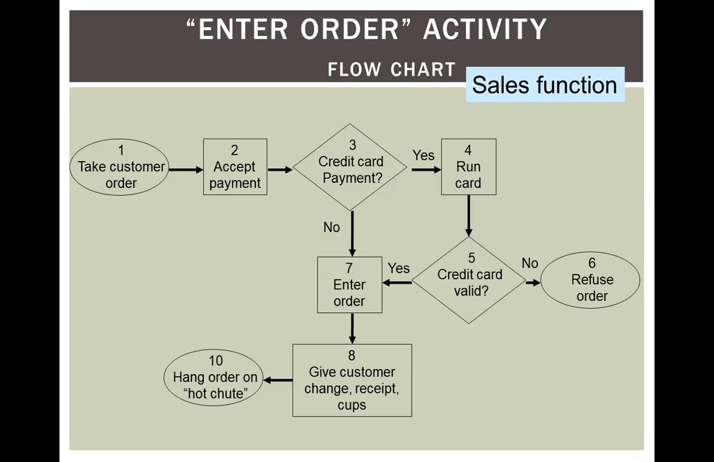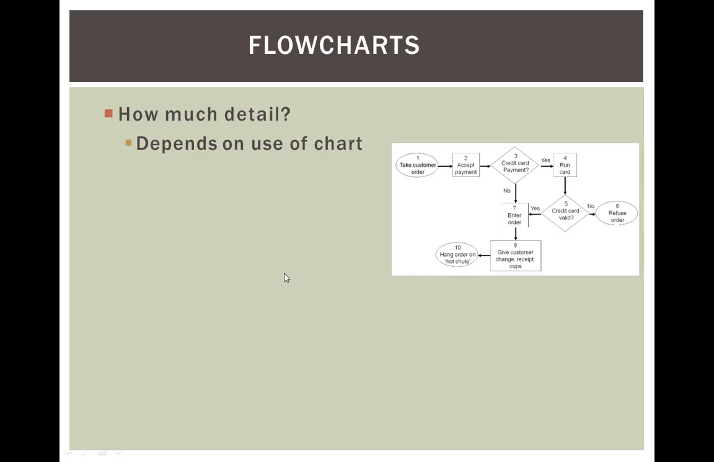But you can see how useful this is in that we can use this as a training tool for new people. Hey, here's what you do. These are the actions that you must take, and it's basically just laid out, and anybody can follow this. So if it was accepted, then what do we do? Well, we enter the order, give the customer change and receipt, and then we go right back here to the expedite area or the actual meal prep area.